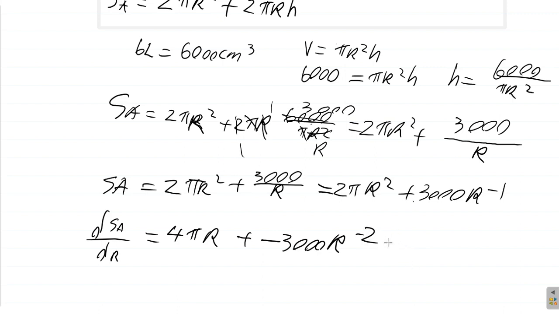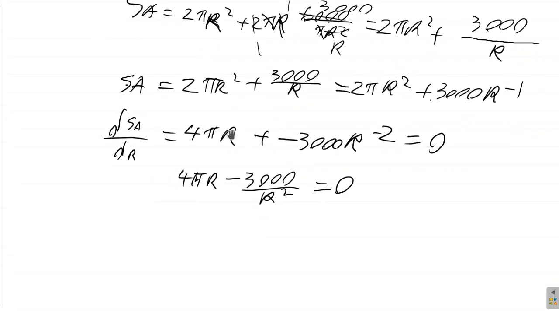So, in this case, at the minimum or maximum point, it is 0. So what we can say is 4 pi r minus 3,000 over r squared is equal to 0. Now, we can add the 3,000 over r squared to both sides and say 4 pi r is equal to 3,000 over r squared.